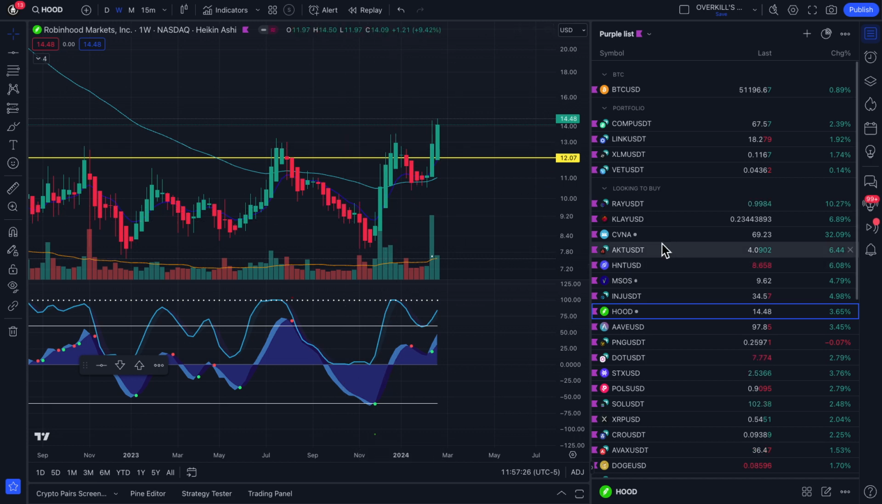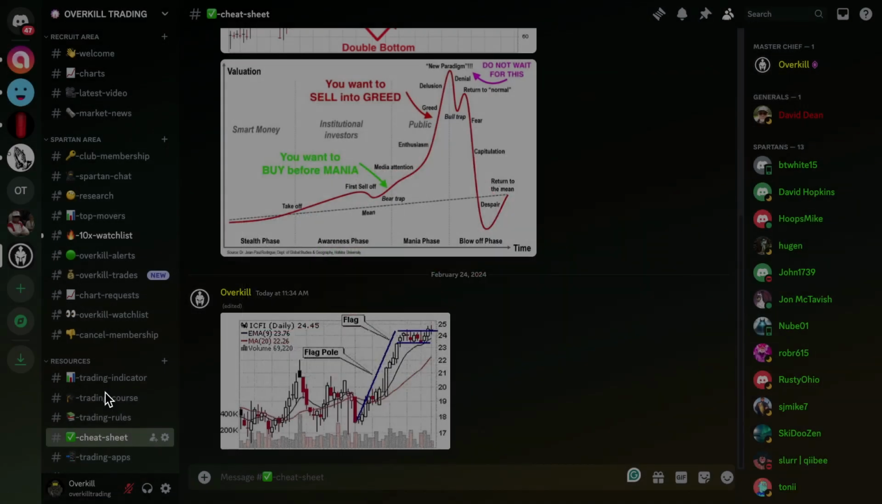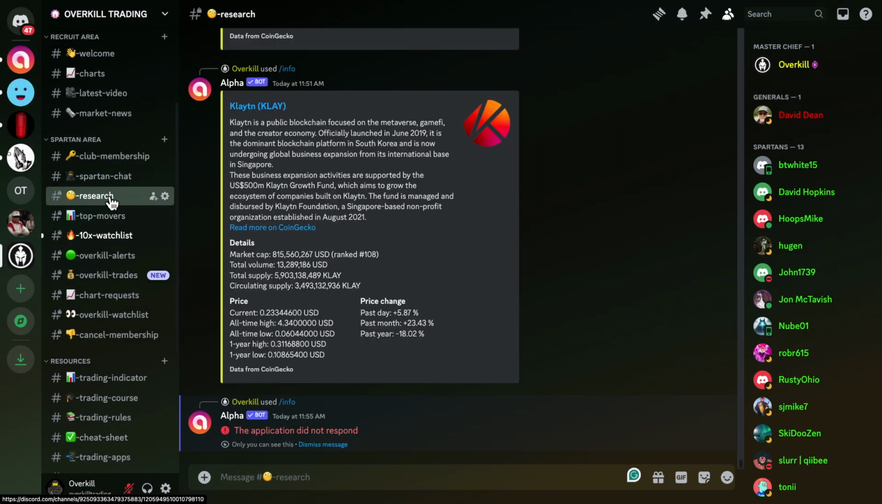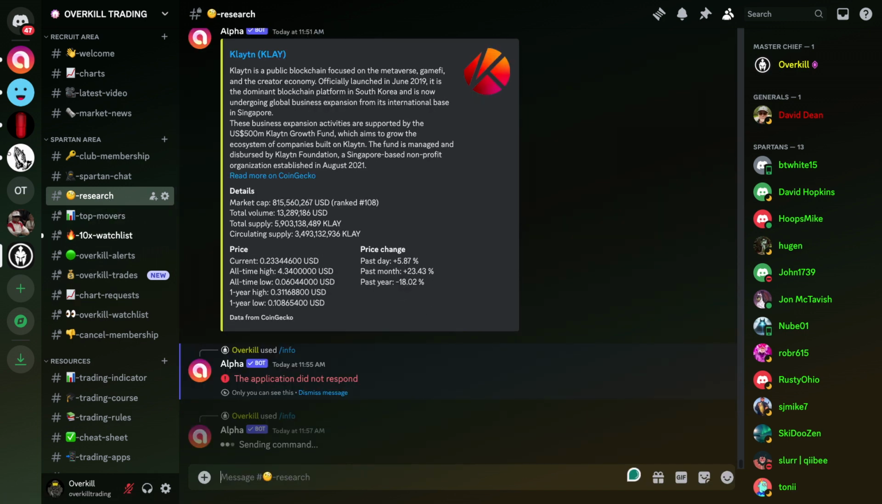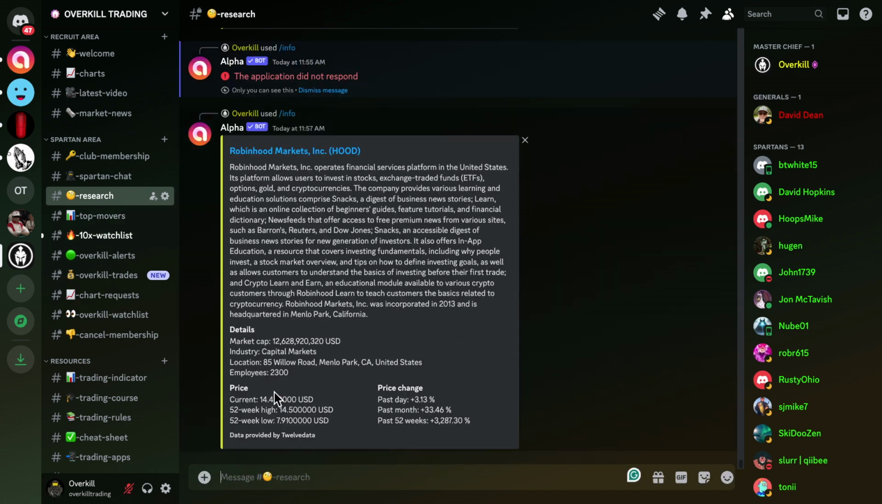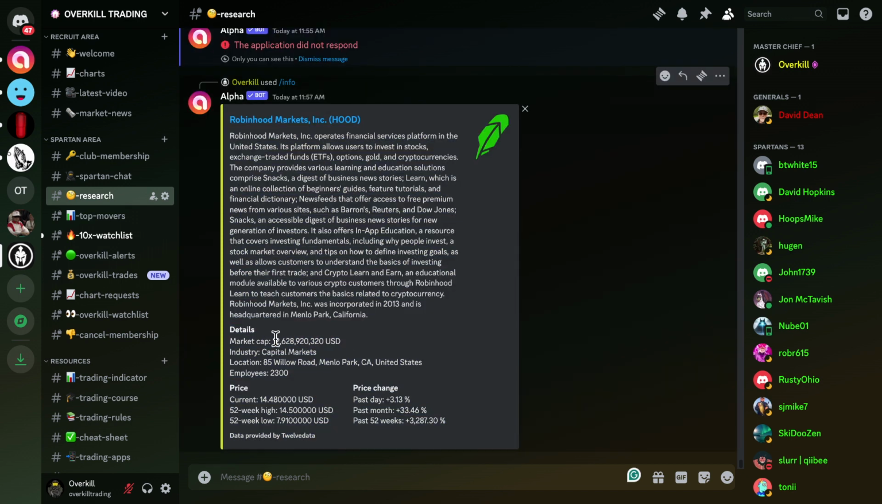Okay, the lower the market cap, the better. That's why I always want to know the market cap of stuff, right? Because Robinhood right now is a $12 billion market cap. So if I want to make 100% on this trade, it has to go to a $24 billion market cap, right?